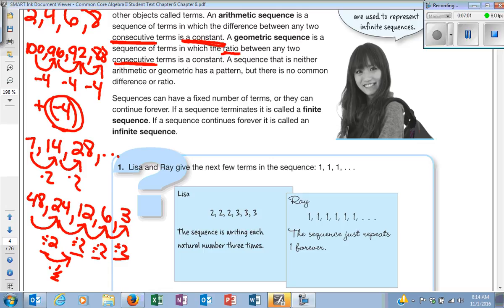So the other thing we need to finish up on is this idea of finite and infinite. Something that is finite has an end, so this ends, and this goes on forever.